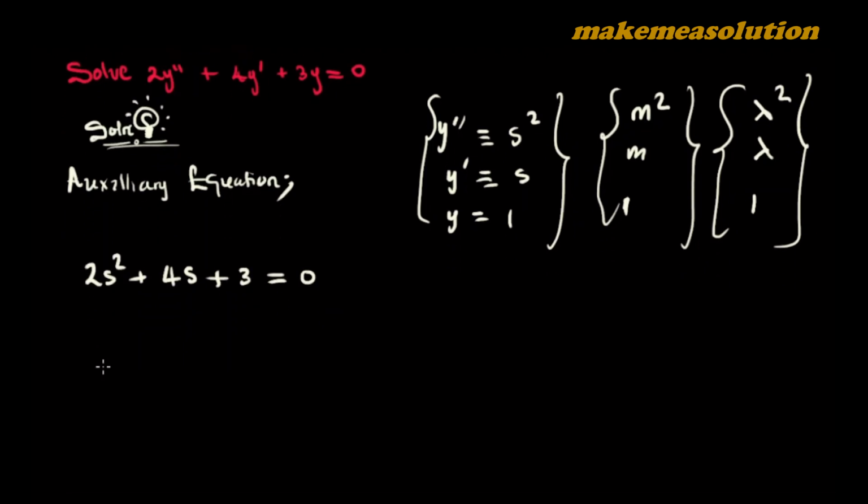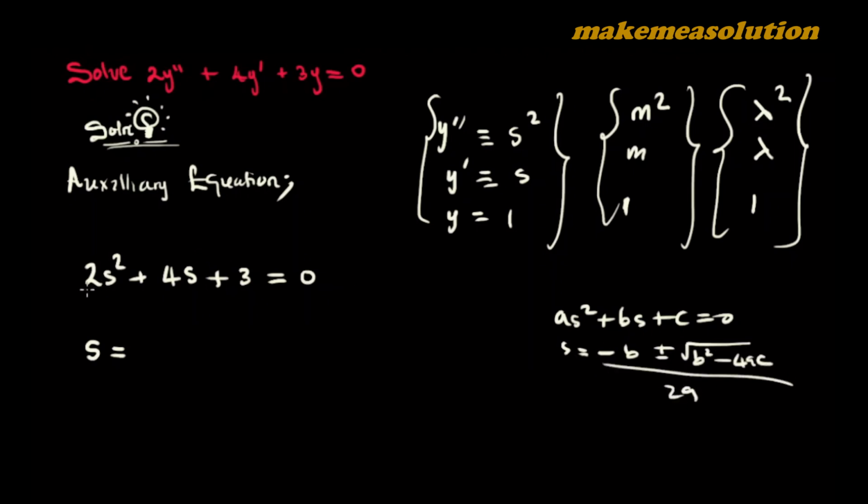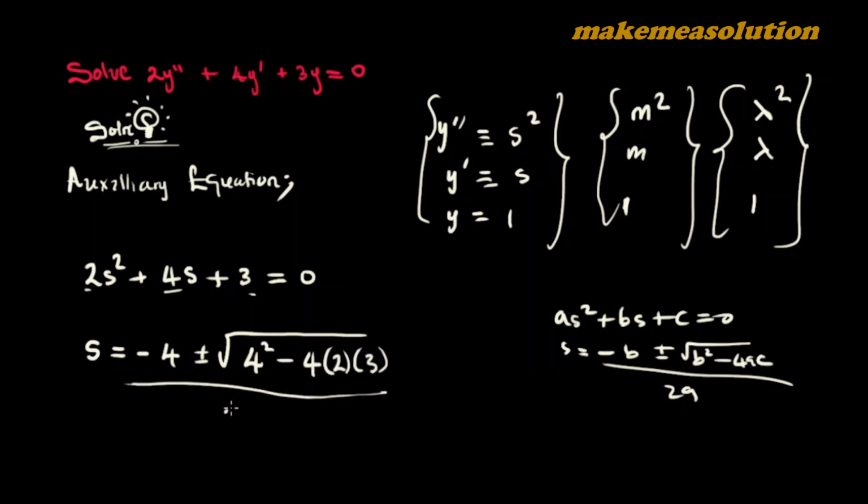So the auxiliary equation is going to be 2s squared plus 4s plus 3 equal to 0. I'm going to solve this auxiliary equation using the quadratic formula. If you can remember in our last video, for as squared plus bs plus c equal to 0, our s is equal to minus b plus or minus the square root of b squared minus 4ac over 2a. So this is my a, this is my b, and this is my c. So I have minus b, which is minus 4, plus or minus the square root of b squared, which is 4 squared, minus 4 times 2 times 3, all over 2a, 2 times 2.